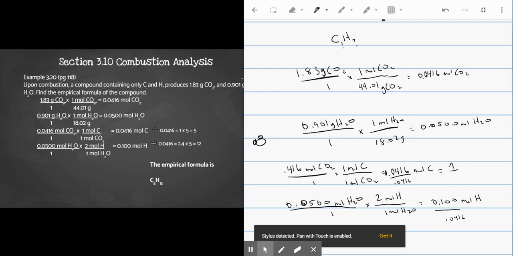And 0.1 divided by 0.0416 is going to be 2.4. Okay, and if you remember, 0.4 is 2/5. So I have 2 and 2/5 to 1. And so I cannot have a 1 to 2 and 2/5 ratio. I need to multiply both by 5. And I get C5H12. This is my empirical formula, and that is pentane.